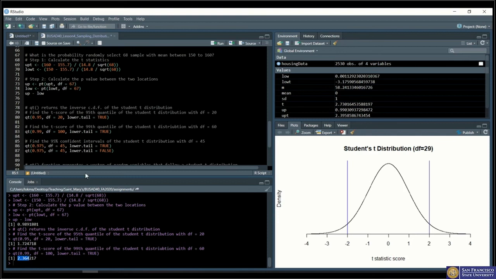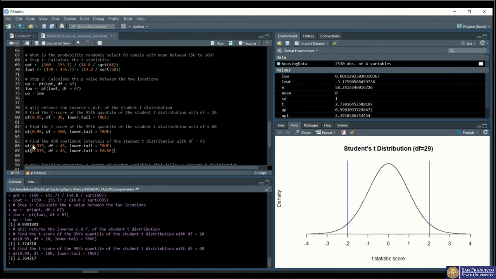Let's suppose you're trying to find the 95% confidence interval of the t-distribution with 45 degrees of freedom in our study. What you can do is calculate the 97.5% on the left tail and 97.5% on the right tail. When you combine the two, it will give you 2.5% on the left-hand tail and 2.5% on the right-hand tail, right?